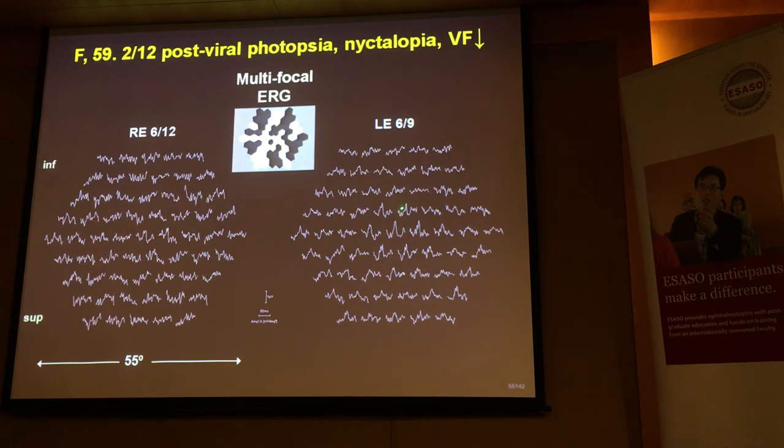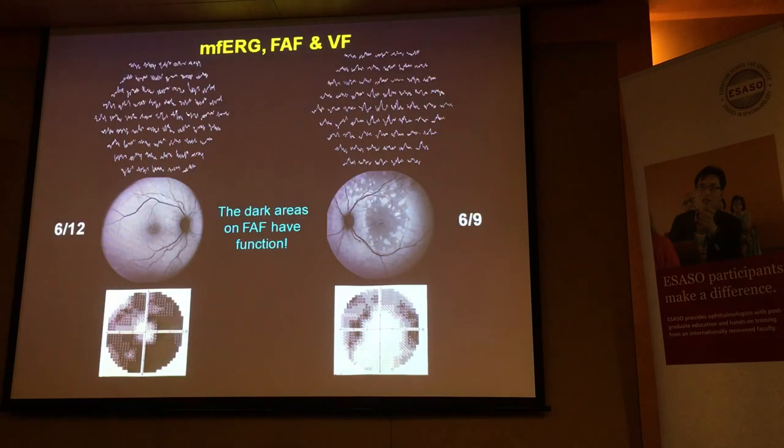Better preservation in the left eye, but look at the pattern of preservation, because the pattern of preservation is consistent with the dark areas. And we've got it all wrong. The dark areas are the bits which have function, not the bits which have lost function. And there is, of course, the means that Heidelberg have, which Francesco Delori has given them, of quantifying autofluorescence. They've had it for 5 years and they still haven't put it into practice.